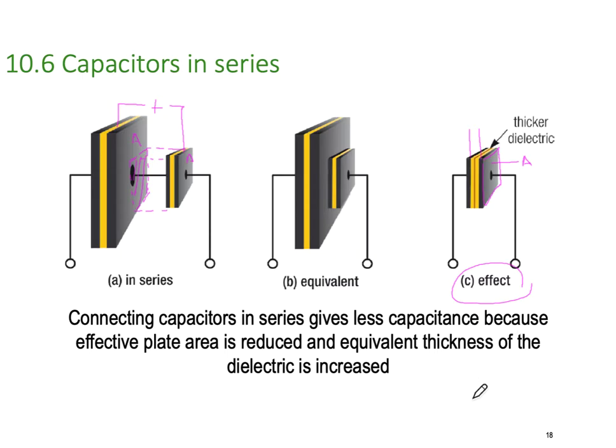So connecting capacitors in series gives less capacitance because the effective plate area is reduced and the equivalent thickness of the dielectric is increased. So as we put capacitors in series, our capacitance goes down, but our voltage capability actually goes up. So if this capacitor here was rated at 60 volts, and this capacitor here was rated at 10 volts, our capacitance value has gone down, but our voltage capability has gone up to 70 volts as an example.